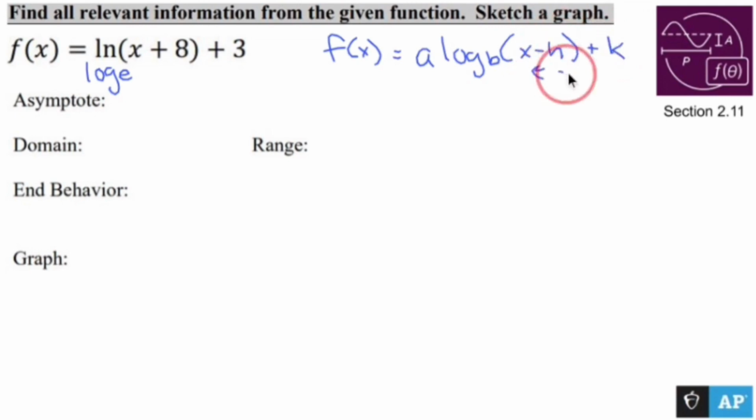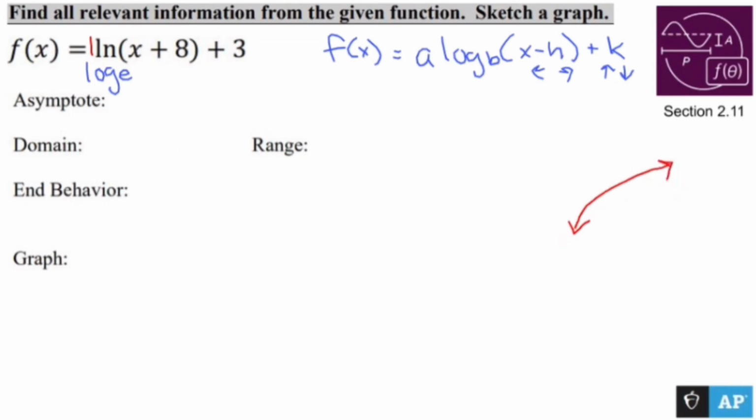H determines left or right movement. K determines up or down movement. You make things look steeper, skinnier, whatever. You move left to the right. You make things shorter, so to speak. Now, this is very important. I care about if A is positive, and it is. It's an invisible 1. And when that happens, you get a graph that looks something like this.